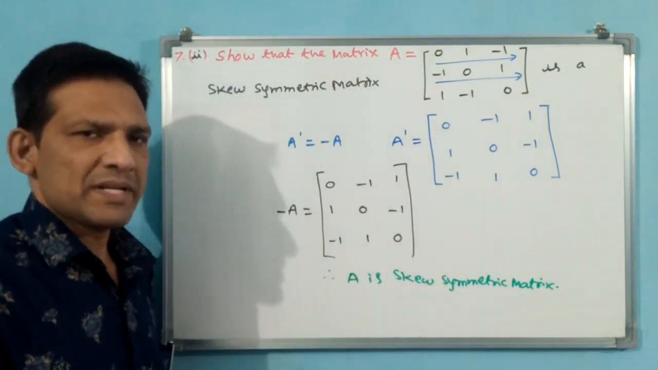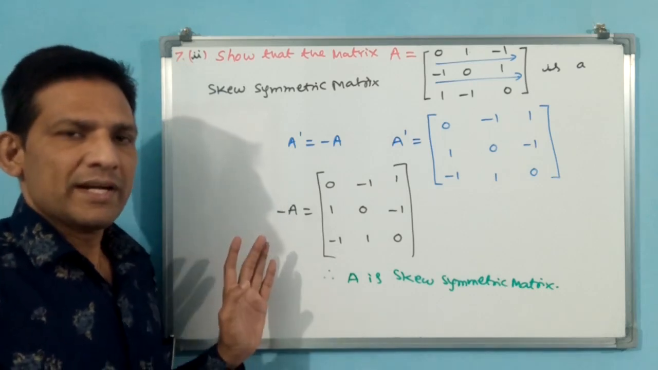Therefore, A is a skew symmetric matrix. Like that you write and close this question. Let us go for the 8th question.